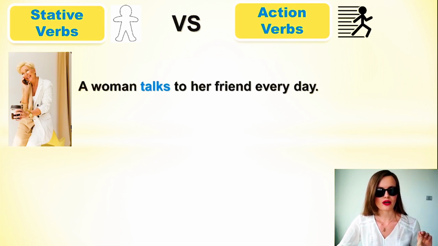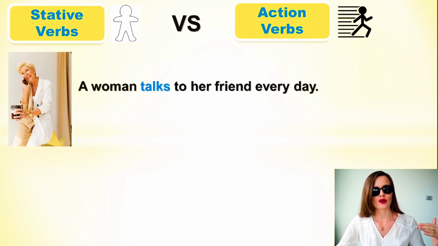A woman talks to her friend every day. What do you think? Is it a correct sentence? Is the structure in this sentence correct? Yes, we use present simple to show that the woman does this action every day. And you can actually see a woman talking. A woman talks to her friend every day. And it's a correct sentence.